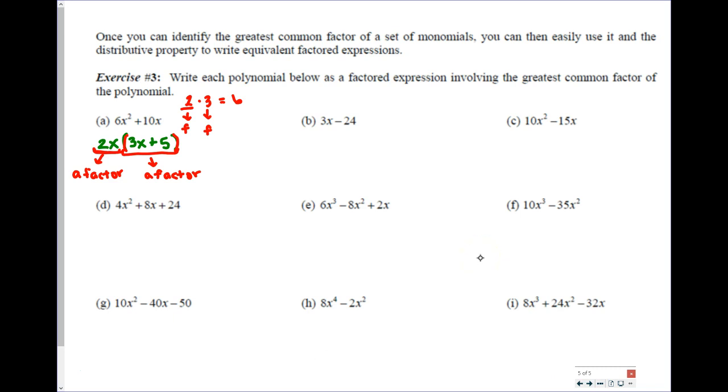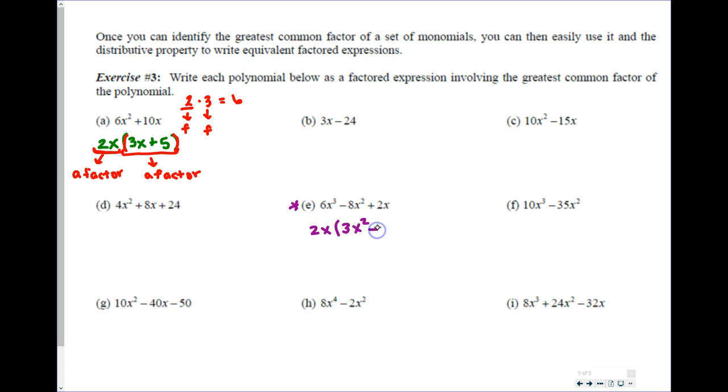Let's take a look at letter E here. So now I've got 3 terms. I've got to find the GCF of all 3. So between 2, 6, and 8, that's easy. That's a 2. And then x cubed, x squared, and x, that's an x. So I put that there, and now I've got to figure out how to go back. So to get to a 6x to the third, I have to have a 3 here, and I've got to have an x squared here. That's the only way I'd get that 6x cubed.